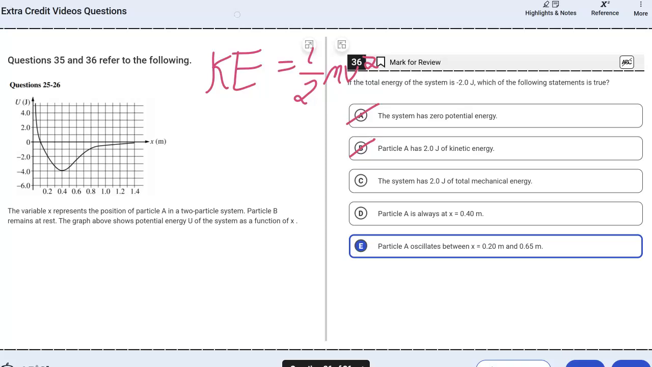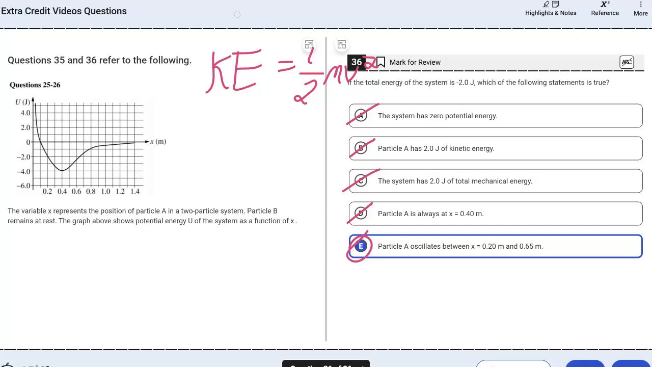That has no basis. The system has 2 joules of total mechanical energy. So the sum of potential energy and kinetic energy is 2 joules. No, that's also not the case. And particle A is always at x equals 0.4 meters. No, there's no backing of that. So we are left with E. So based on just process of elimination, we could go with E, but let's explain E and why E works.